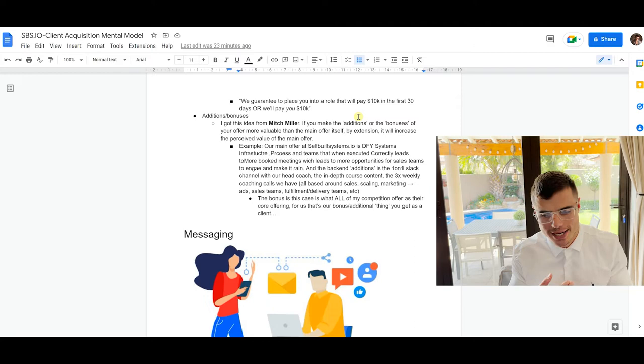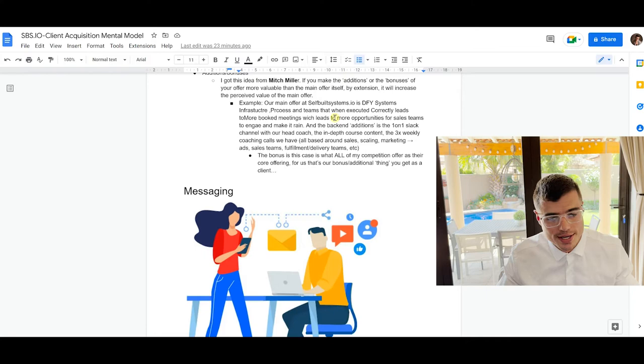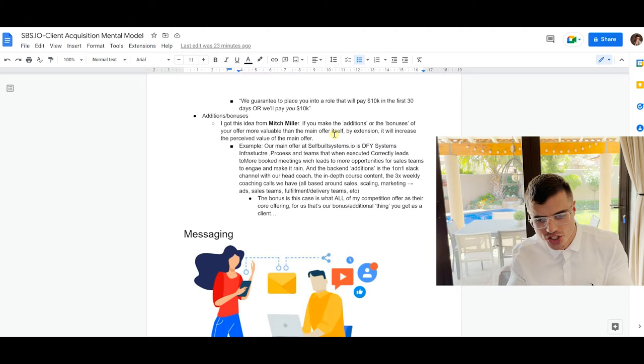That's another one. Now, additional bonuses here. I got this idea from Mac Miller. If you make the bonuses of your offer more valuable than the main offer itself, by extension it will increase the perceived value of the main offer, right? Now, Mac Miller or Mitch Miller is the person who I heard this from, but there are various people that I've heard repeat this, and it is super true.